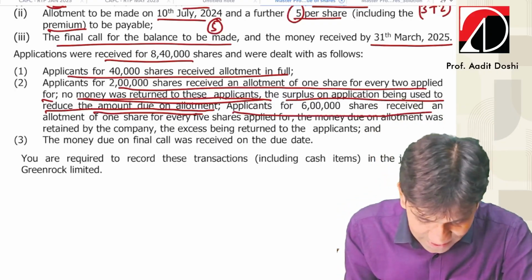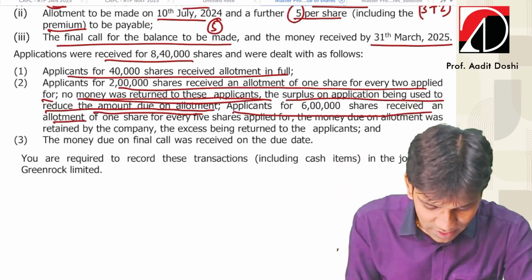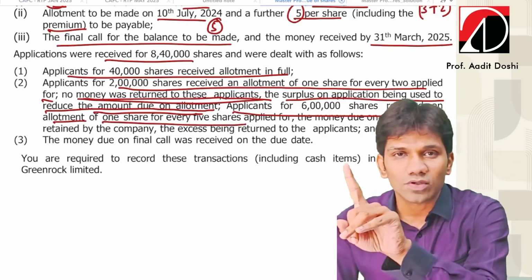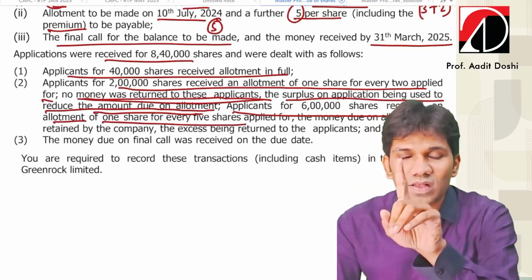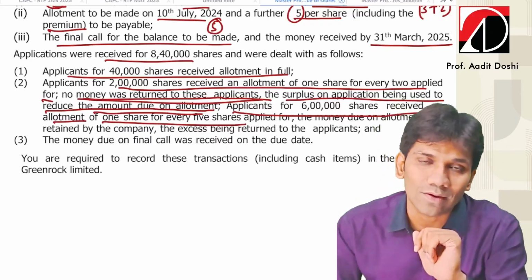Applicants for 6 lakh shares received an allotment. Now this is the third category. Those who applied for 6 lakh shares, the ratio was 1 share for every 5 shares. So for every 5 shares, 1 share was allotted. So those who applied for 6 lakh shares, they must have got 1,20,000 shares.